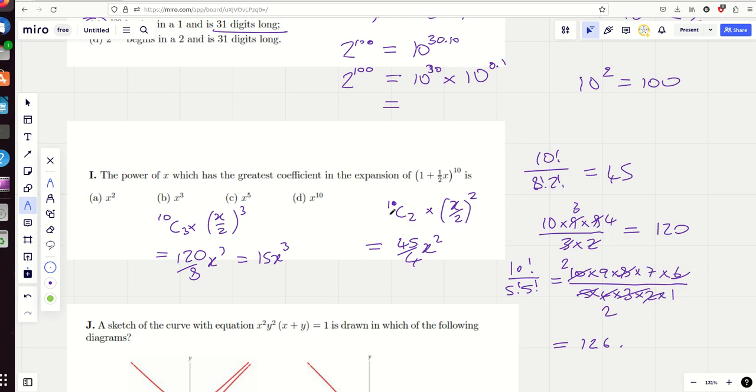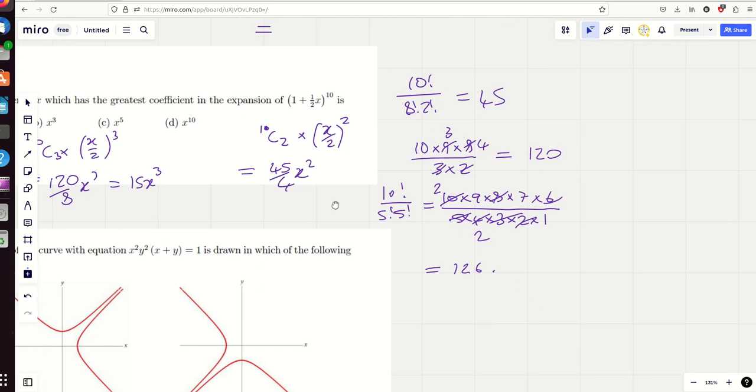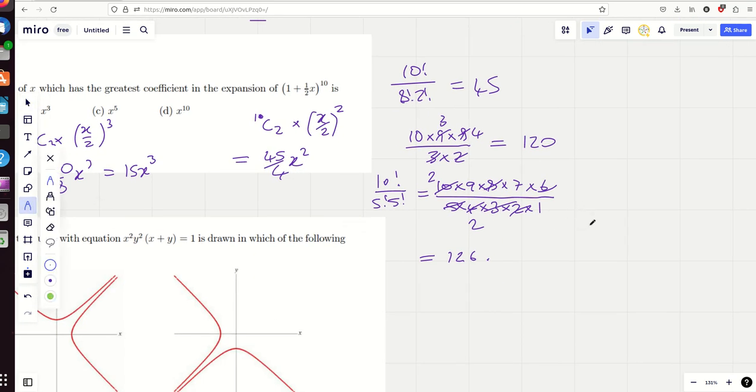Now, don't forget what we're really doing here. I just got straight into the 10 choose 5 bit. We've got to put 126 times x over 2 to the power of 5, and that's going to leave 126 over 32. And if we divide the top and bottom by 2, we're going to get 63 over 16.